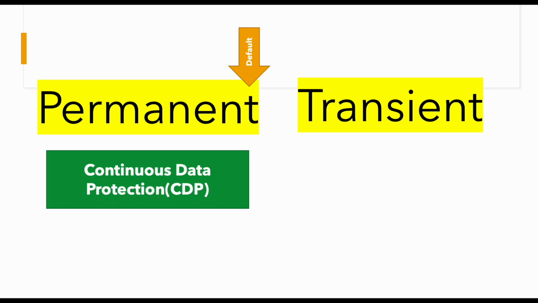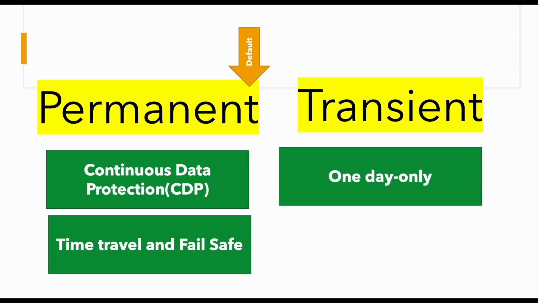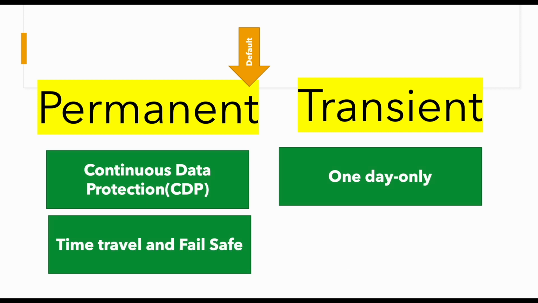Two beautiful features of a permanent database are time travel and fail safe. I'll show you in the next slide what time travel and fail safe are. This is a very good feature in Snowflake, which is actually acting as a differentiator in the market right now. That is the reason many companies want to move into Snowflake. Whereas a transient database is one day only. So it doesn't have time travel and it doesn't have fail safe. It always keeps the data in a one day only situation. I mean, you cannot store data more than 1 day old.